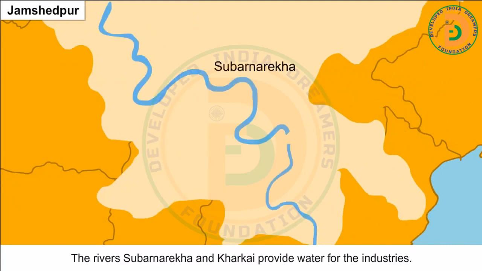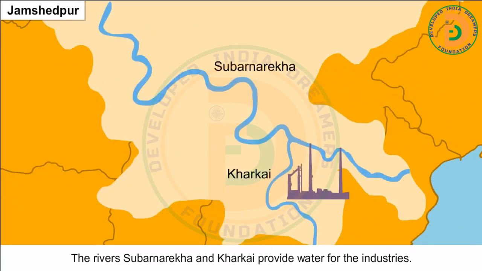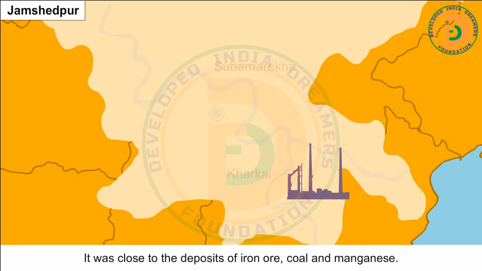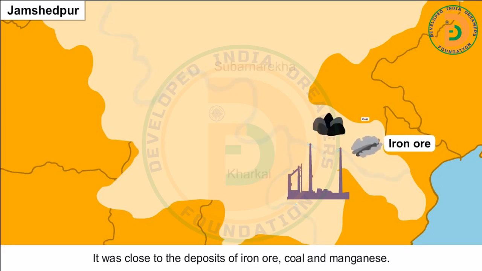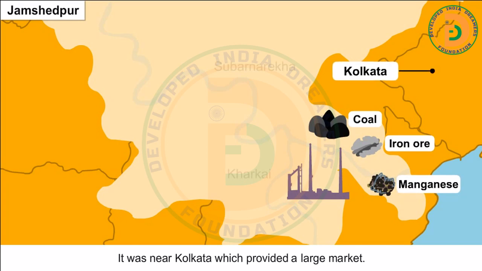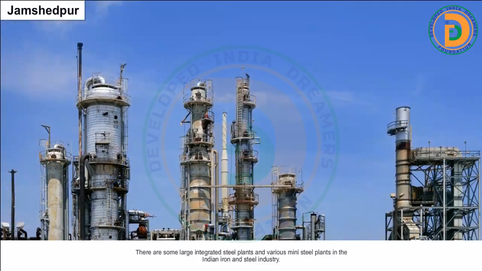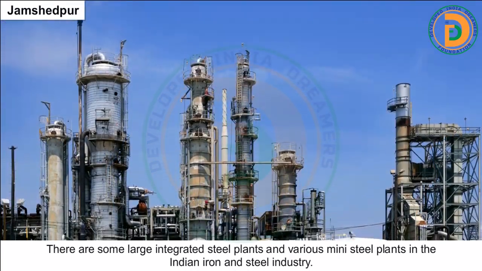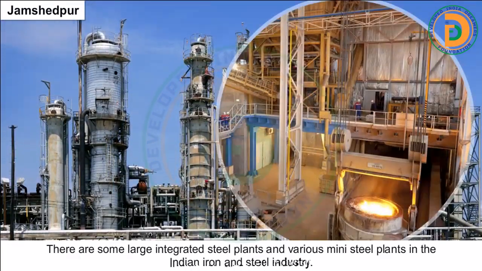The rivers Subarnarekha and Kharkai provide water for the industries. It was close to the deposits of iron ore, coal, and manganese. It was near Kolkata, which provided a large market. There are some large integrated steel plants and various mini steel plants in the Indian iron and steel industry.